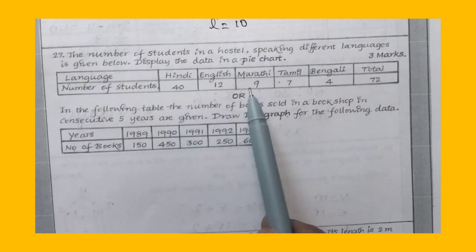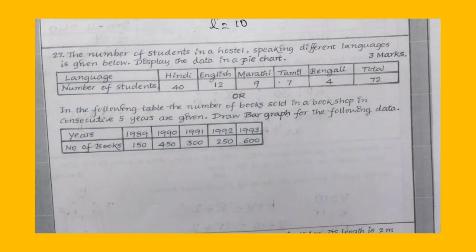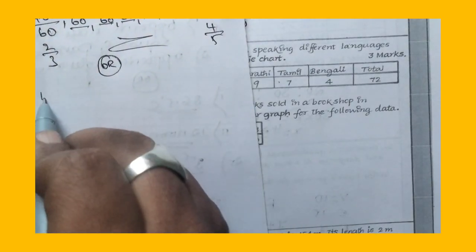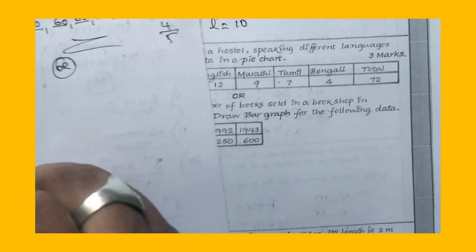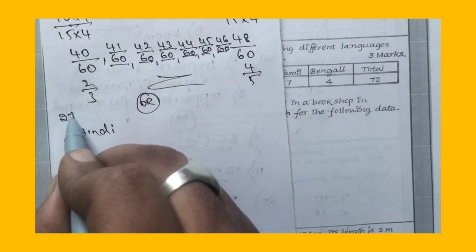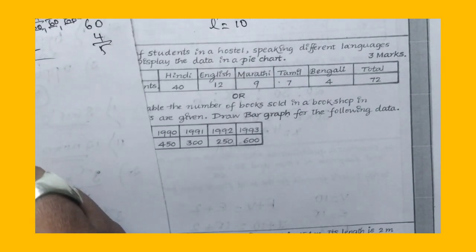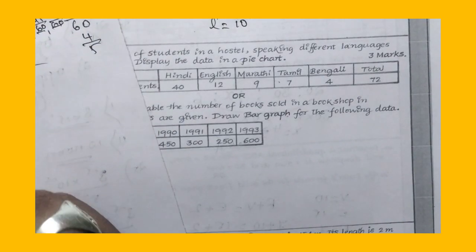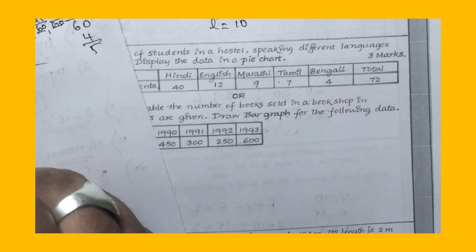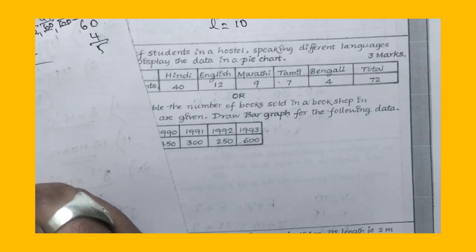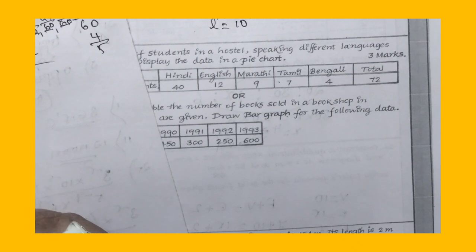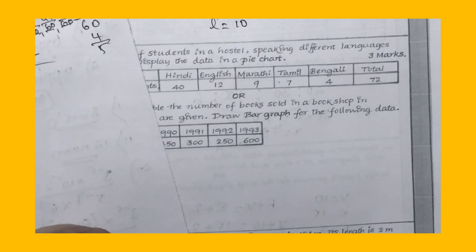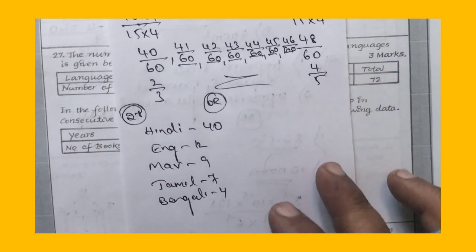So now let us do the calculation first. Hindi is given as 40, English is given as 12, Marathi is given as 9, Tamil is given as 7, and Bengali is given as 4. So now let us calculate in percentage this one.